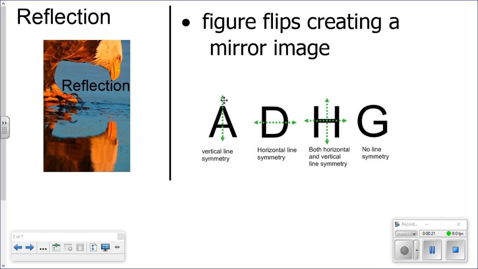And you can see a line of symmetry is kind of like a fold line. So you could fold it and it would match up exactly. A horizontal kind of over this D. The H would have a vertical and horizontal line of symmetry, and the G has nothing. We could fold it over, but it's not going to match on both sides.